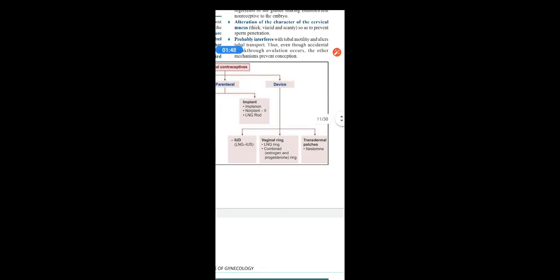Coming to the devices, these are the devices which contain the hormones, like IUD, LNG IUS system, vaginal ring, LNG ring, combined estrogen and progesterone ring, and transdermal patches which contain norelgestromin. So these are the different types of steroidal contraception. We'll study one by one in detail.